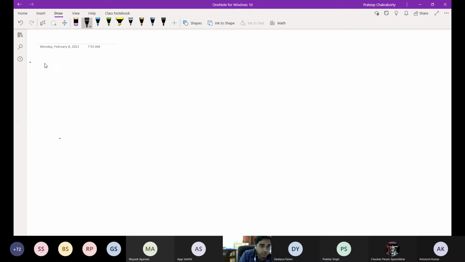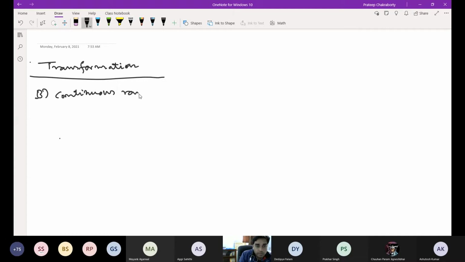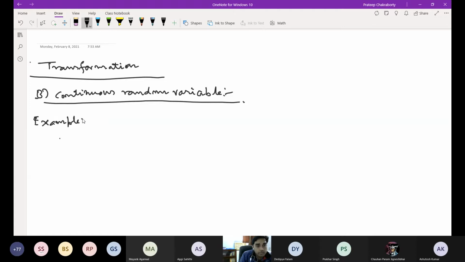So we are doing the continuous transformation. In transformation, we already studied discrete random variables. Now we will study the continuous random variable. We started with some example, then we'll see some theorem which will make our work easier.